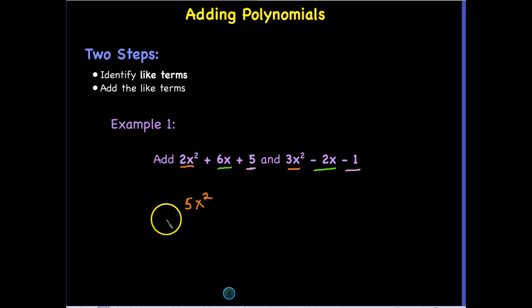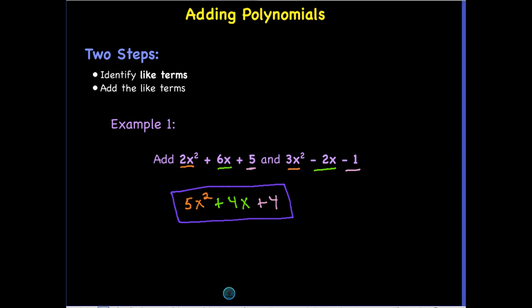Okay, and now we move on to the x term. So now I have a 6x minus 2x. So that gives us a positive 4x. So I'm going to make sure to put plus 4x here. And then finally I have my constant term. So I have 5 minus 1, which is positive 4. So then I put positive 4 here. So now I have combined all of my like terms by adding them together, and I have one polynomial.